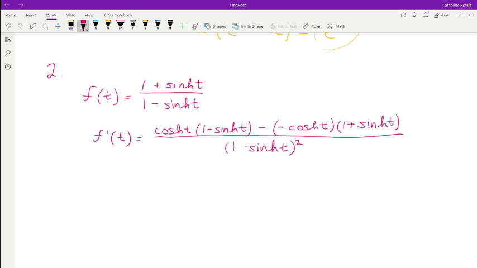Okay, so let's simplify. Switch colors to simplify. All right, and then minus minus becomes plus.